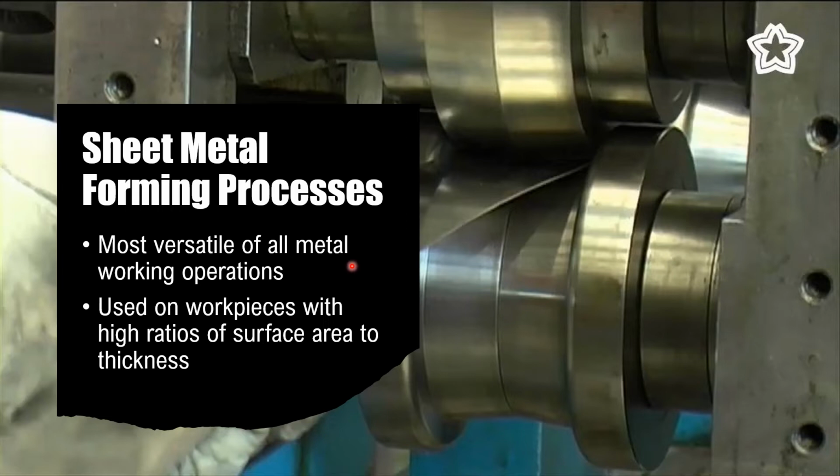They're used on workpieces with high ratios, and this ratio is your surface area to thickness. Pay attention, we have different ratios for different operations. So in sheet metal forming, your ratio is your surface area to thickness, and we're dealing with very high ratios of this.